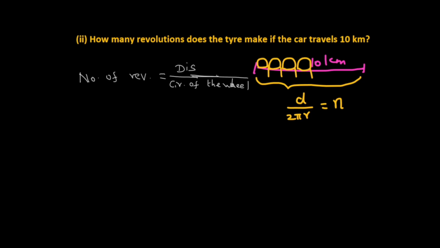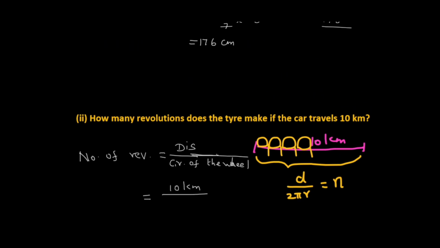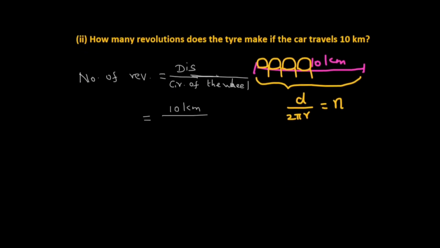The number of revolutions is the distance divided by the circumference of the tire. Here the distance is 10 kilometers. The circumference of the wheel, from the previous subdivision, is 176 centimeters. When we have two different units, we cannot divide. We need to make both the same units. So the denominator is in centimeters.